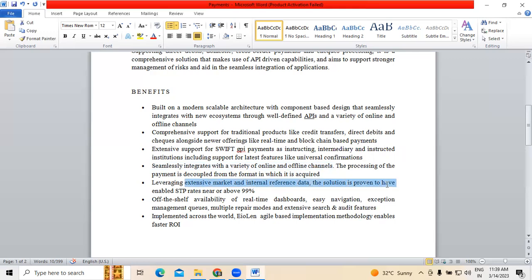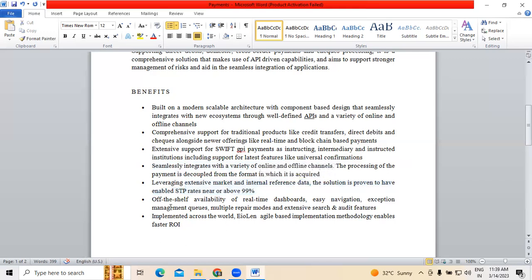The solution is proven to have enabled STP rates of nearly 99%. This is where it is talking about the accuracy of data, because payments and everything rely on the kind of data that we have taken. So that accuracy, this line is explaining about the accuracy of the data. What data are we going to take?